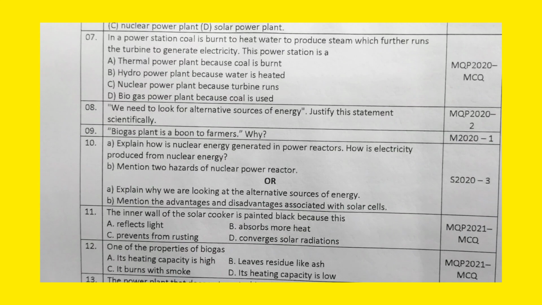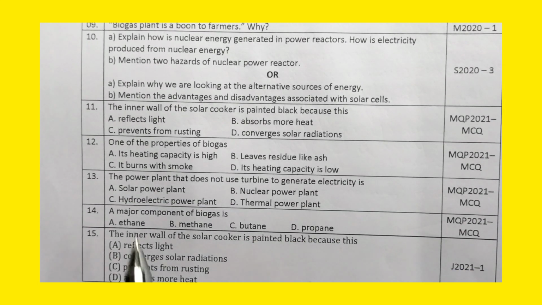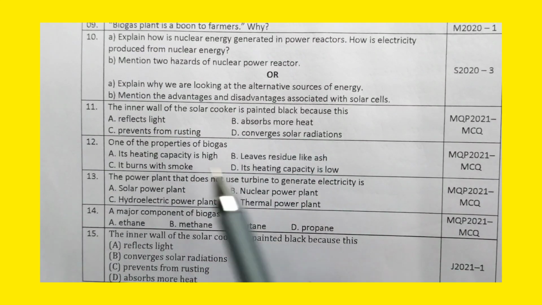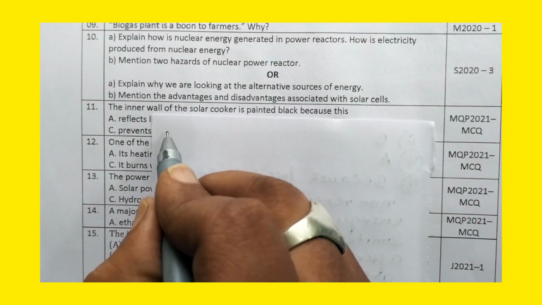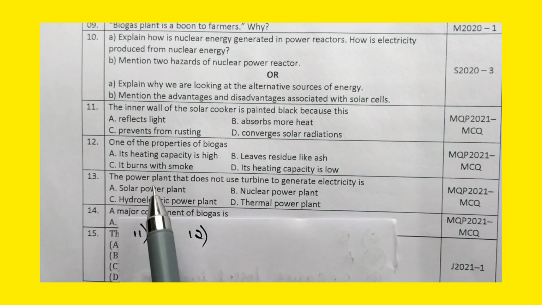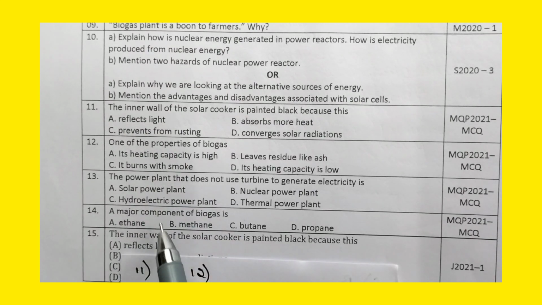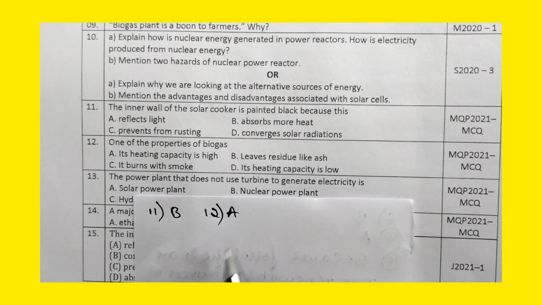So now let us move to question number 11. The inner wall of the solar cooker is painted black because it absorbs more heat. So for the 11th question the right option is B. Now let us move to the 12th question. One of the properties of biogas is that its heating capacity is high. So option A is the answer for the 12th one.